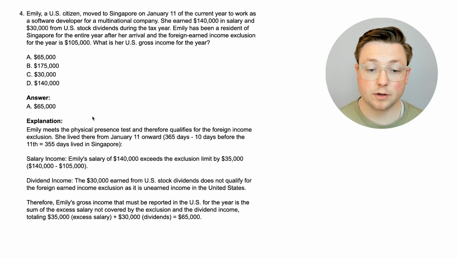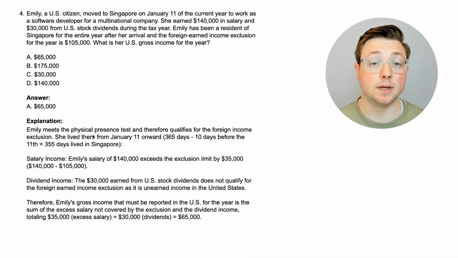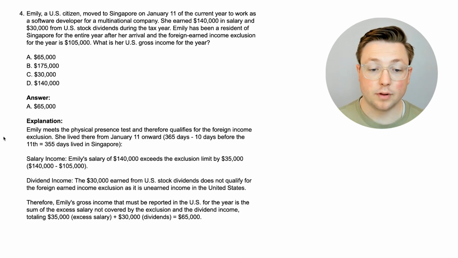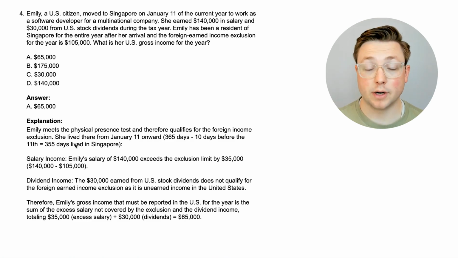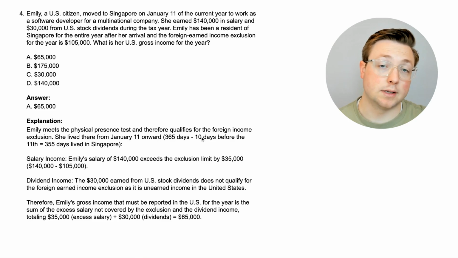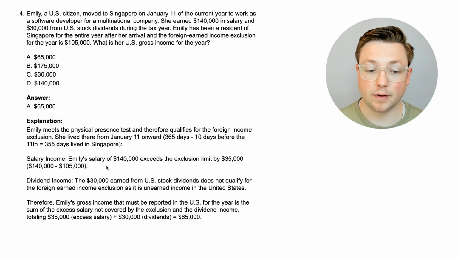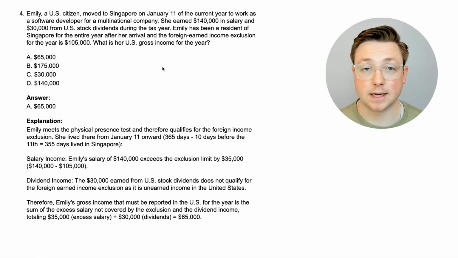So Emily meets the physical presence test and therefore qualifies for the foreign income exclusion. So she didn't meet the bona fide residence test, and again, that has to be the entire tax year. And for the physical presence test, she was definitely there more than 330 days. You just take the 365 less the 10 days before she lived there. So because she lived there on January 11, you subtract the 10 days that she wasn't there, and that's 355 days that she lived in Singapore. So she qualifies for the full exclusion of $105,000. So that leaves $35,000 of her salary that is now going to be taxed in the U.S.